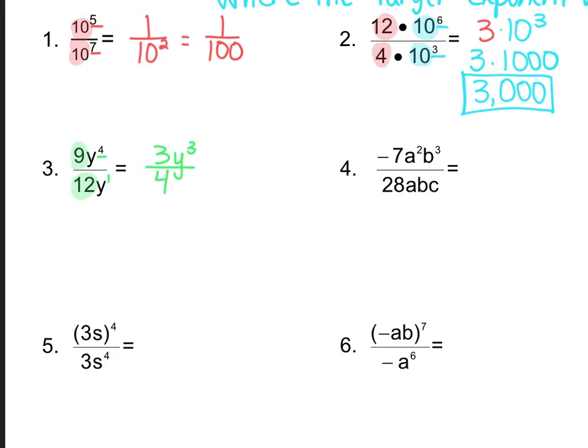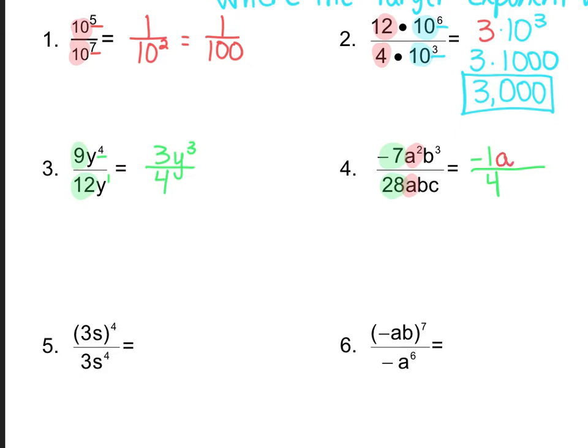All right, so number 4, again, we're going to look at this part as just a fraction, negative 7 over 28. So 7 goes into both 7 and 28. So that would leave us with negative 1/4. Now, let's look at our next bases, which are a's. A squared divided by a, that's a to the second over a to the first. So 2 minus 1 is 1. Where would the a go? It would go in the top.